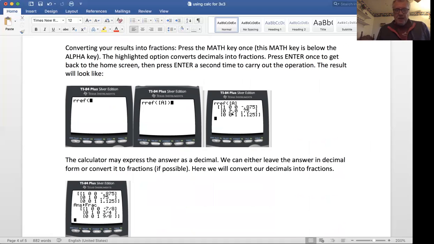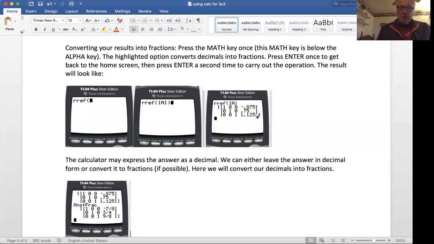Now, what does that mean exactly? That means that, remember, this is the X column. So we have 1X, 0Y, 0Z. So X equals minus 0.875. Second row, we have 0X, 1Y, 0Z equals 0.75. And then the third row, 0X, 0Y, 1Z equals 1.125.